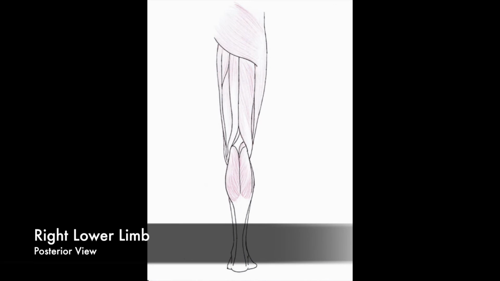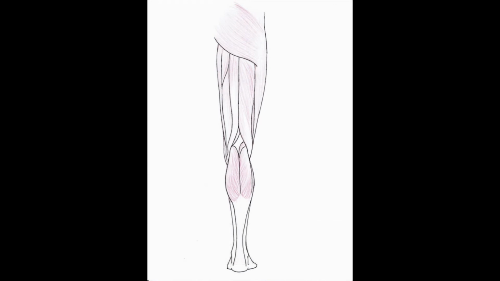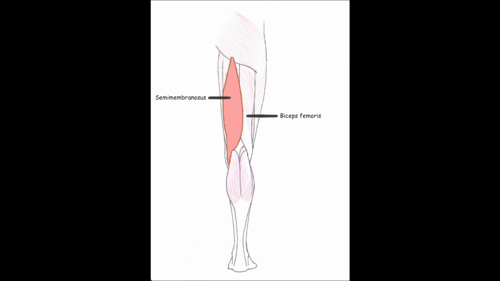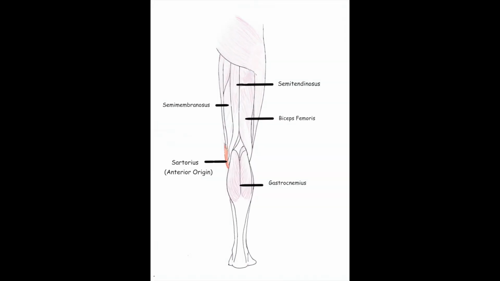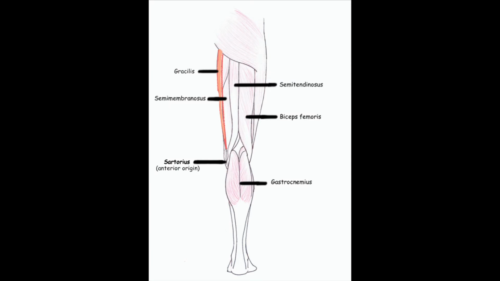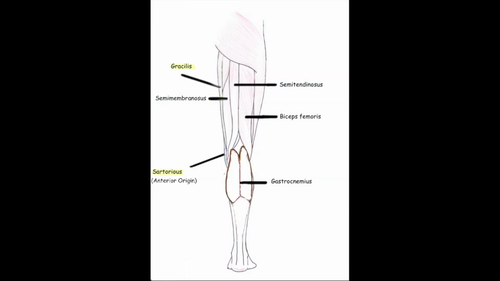The knee flexor muscles, located on the posterior aspect of the thigh, are the biceps femoris, semimembranosus, semitendinosus, and gastrocnemius. Sartorius and gracilis also support flexion. Sartorius, gracilis, semimembranosus, and semitendinosus are also medial rotators of the knee when the joint is flexed. Biceps femoris is the only lateral rotator of the knee.